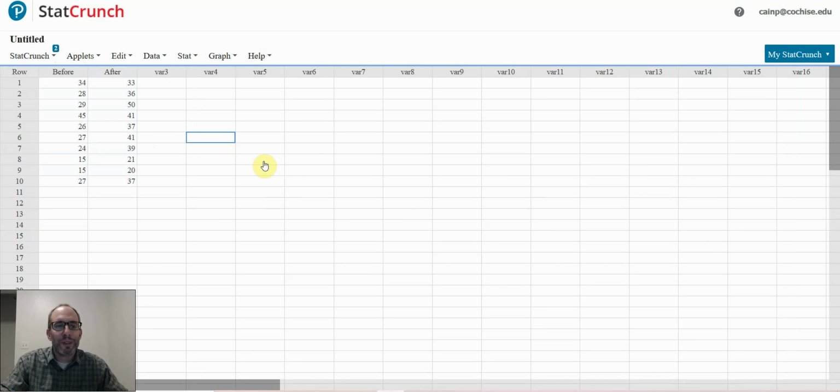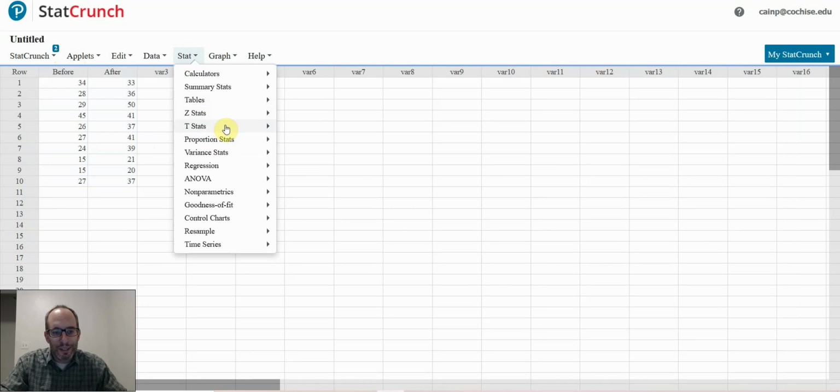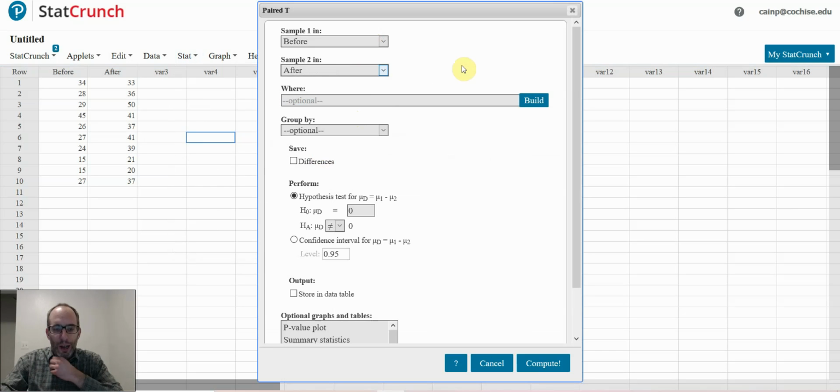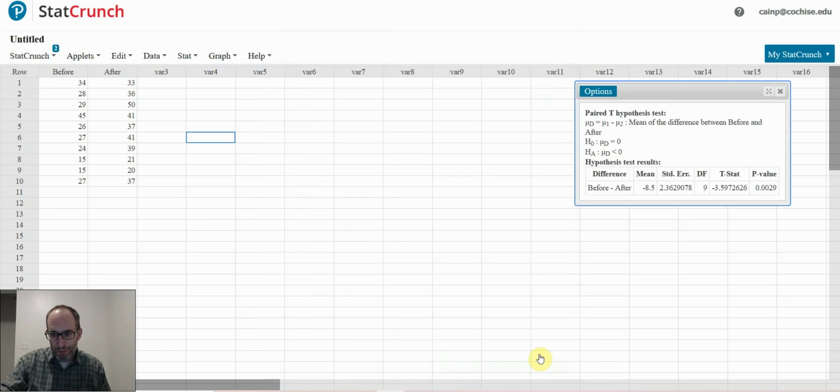There's our data. And then if we go Stat, T Stats, and then we want to go Paired. So where there's that third option that just says paired, go to that one. And then sample 1 was before, sample 2 is after. Oh, and by the way, whatever you pick as sample 1 and sample 2, StatCrunch is programmed to do the difference as sample 1 minus sample 2. Then we needed a less than here, right? And then there we go.